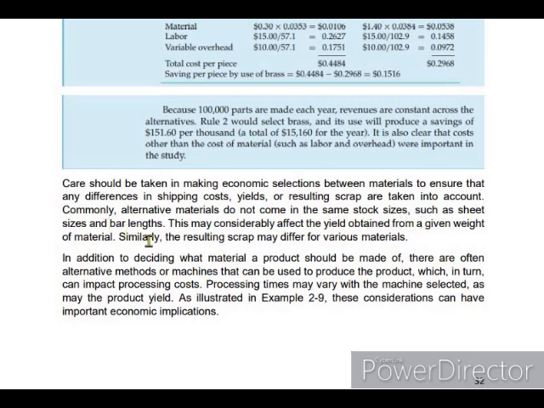So commonly, alternative materials do not come in the same stock sizes, such as sheet sizes and bar lengths. Of course, because different materials come in different sizes. This may considerably affect the yield obtained from a given weight of material. Similarly, the resulting scrap may differ for various materials, so we need to classify them.